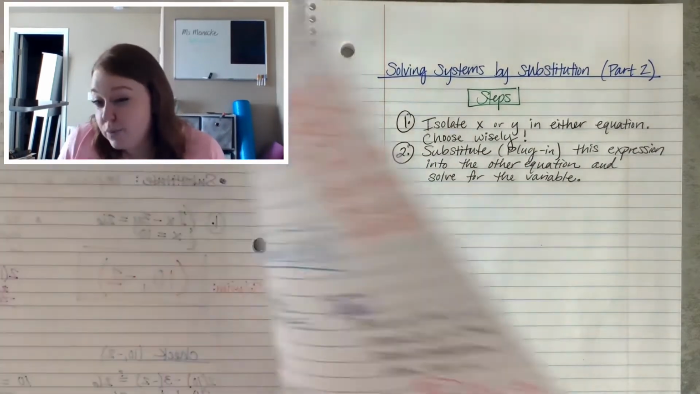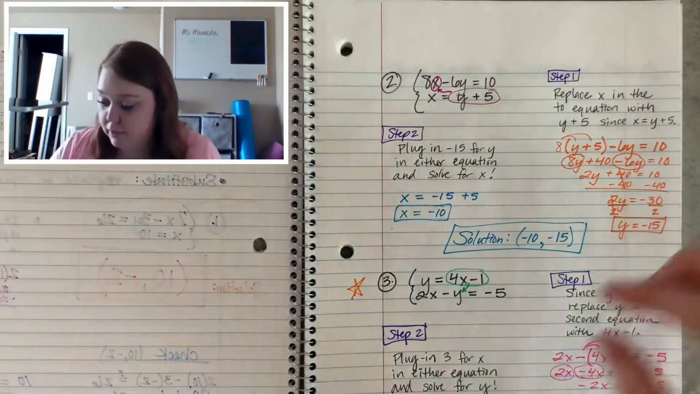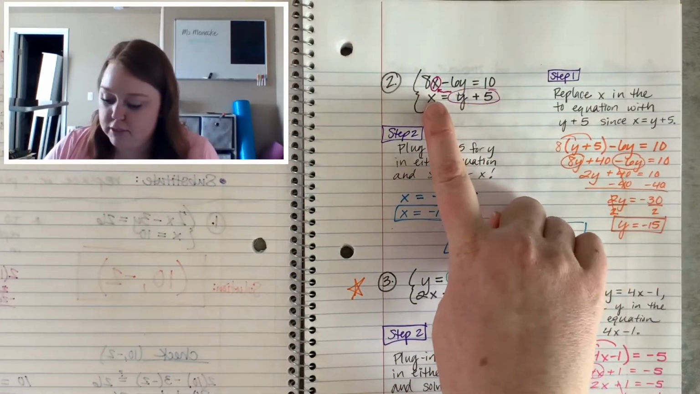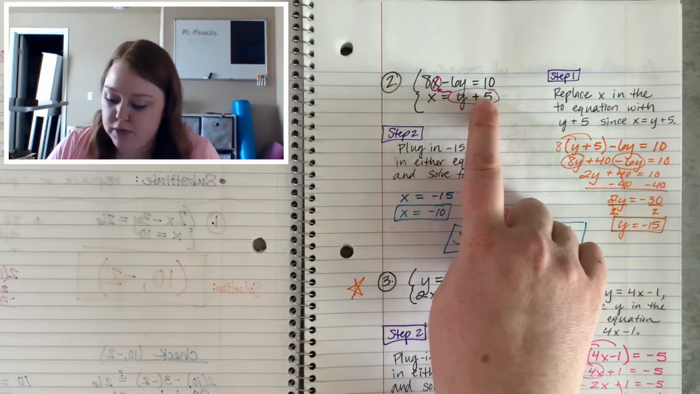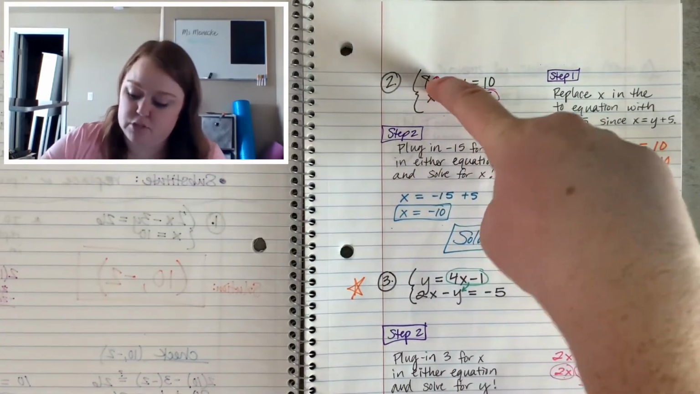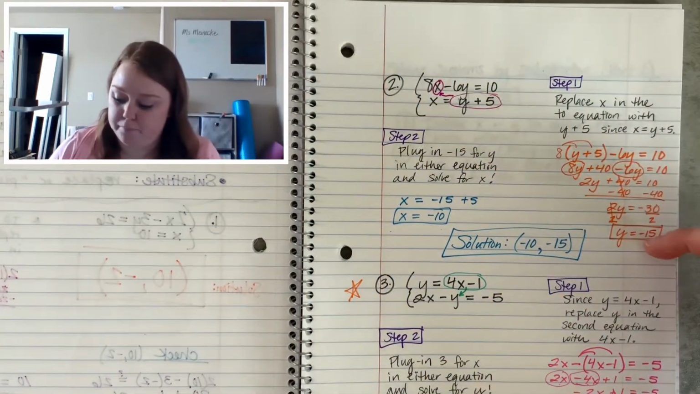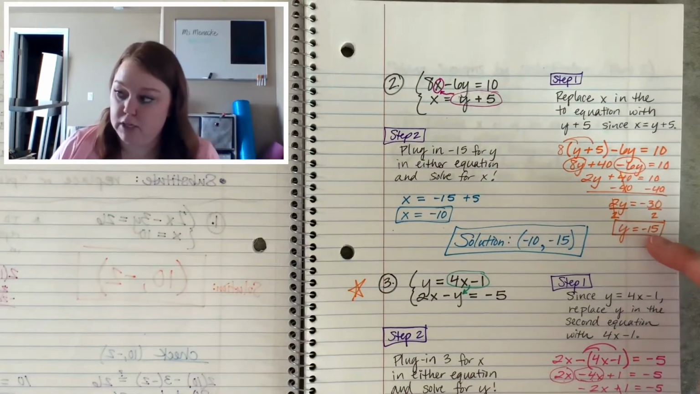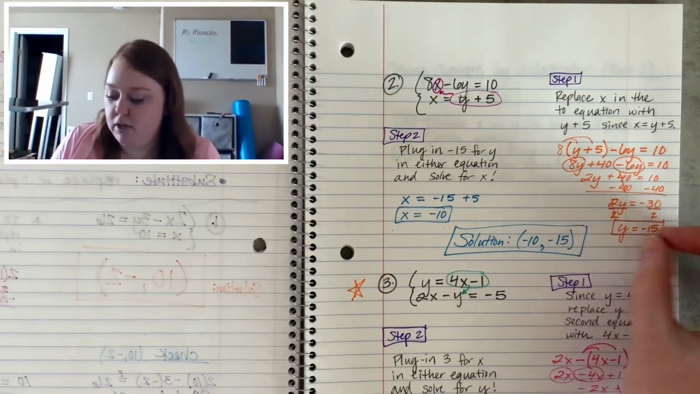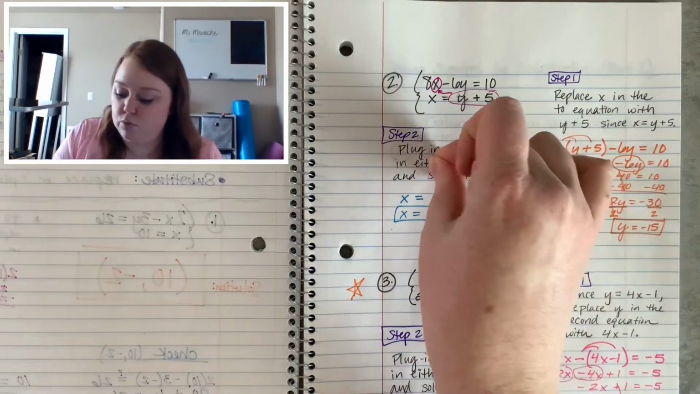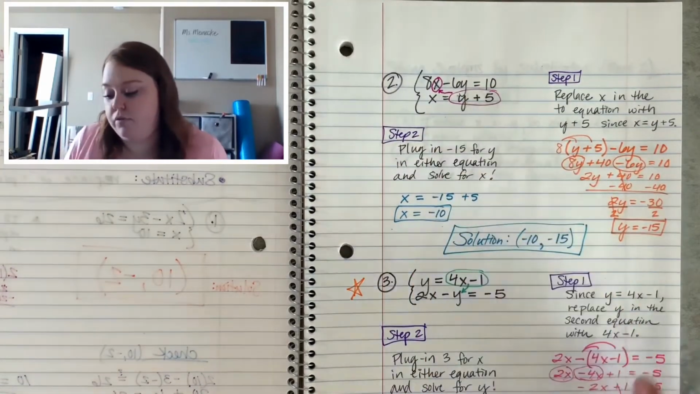So once again, this is what we were doing last class, okay? So we took this isolated variable, we replaced this expression into the other equation, and then we ended up solving for Y, okay? And then the next thing we did is we took that answer for Y, plugged it into either equation, solved for X.